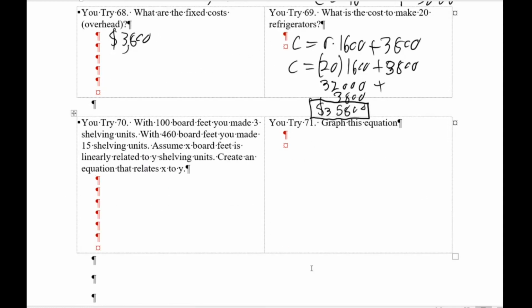You try number 70. With 100 board feet, you made 3 shelving units. With 460 board feet, you made 15 shelving units. Assume X board feet is linearly related to Y shelving units. Create an equation that relates X to Y. Pause here. You go ahead, then check back with my answer.